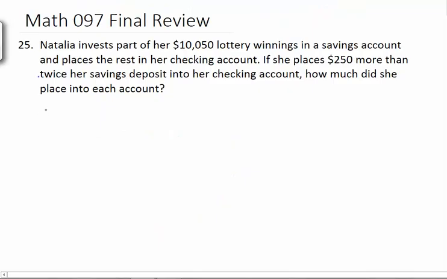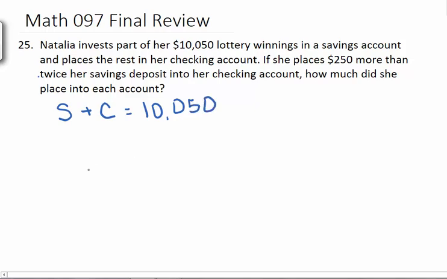25. Natalia invests part of her $10,050 lottery winnings in a savings account and places the rest in her checking account. If she places $250 more than twice her savings deposit into her checking account, how much did she place into each account? So the first thing to note here is that all of it went to either savings or checking for the total of $10,050.